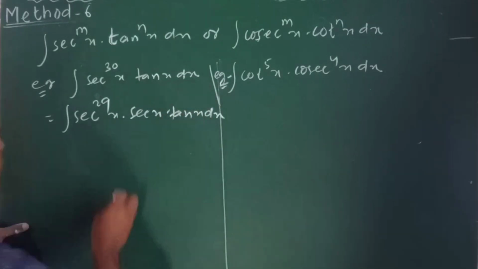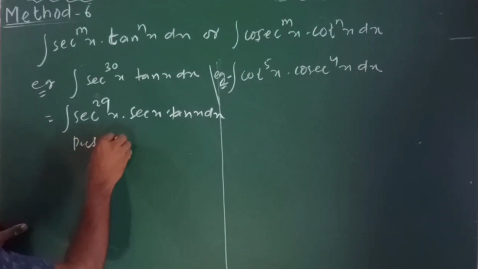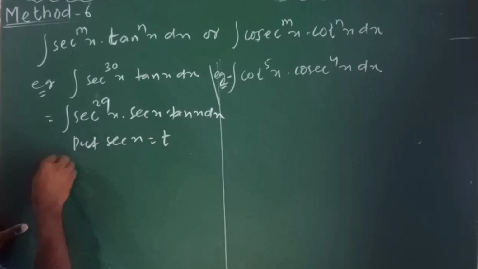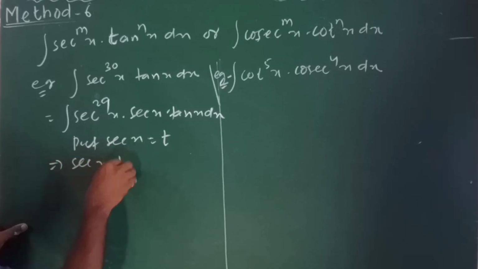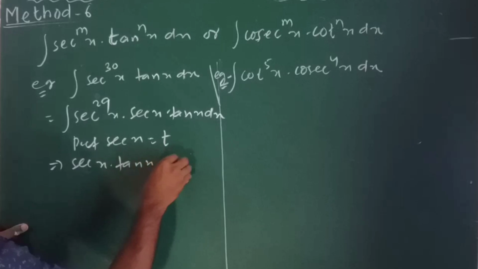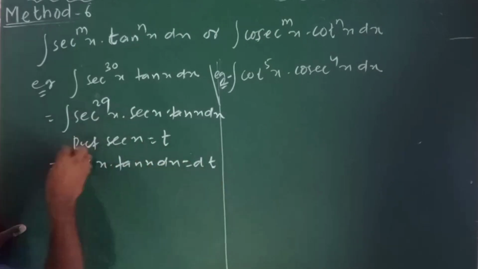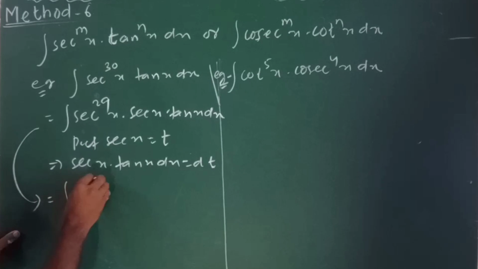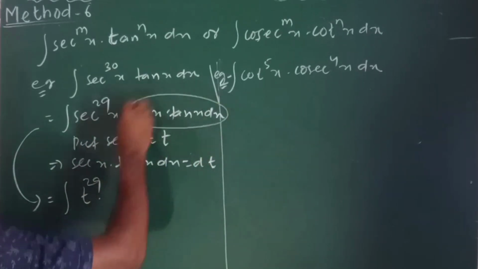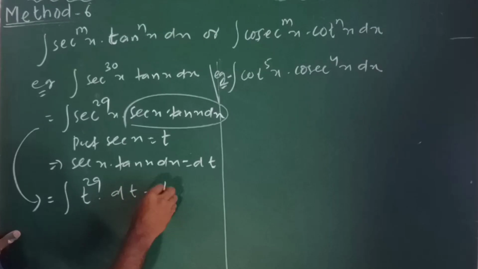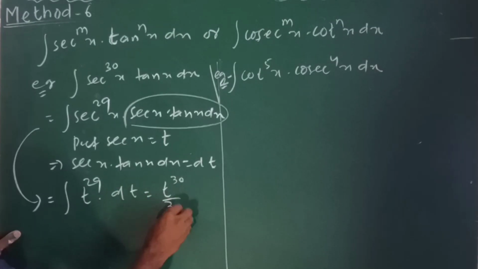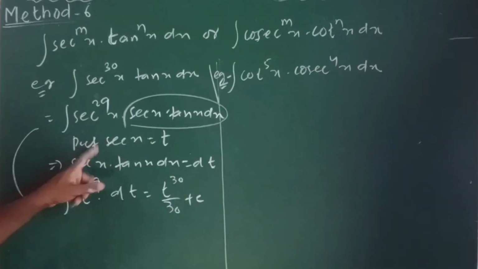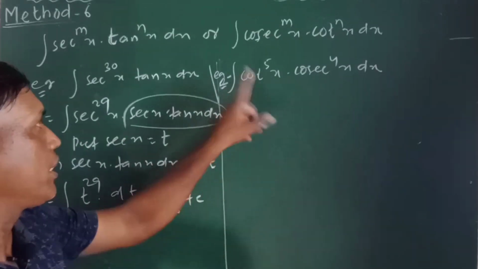So put here sec x is equal to t. Now derivative of sec x is sec x into tan x, so sec x tan x dx is equal to dt. So this question becomes t to the 29 dt. So this is t to the 30 by 30 plus c. Put t is equal to sec x to get the answer.